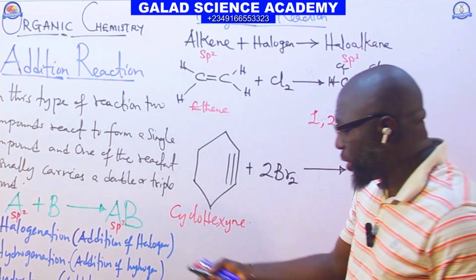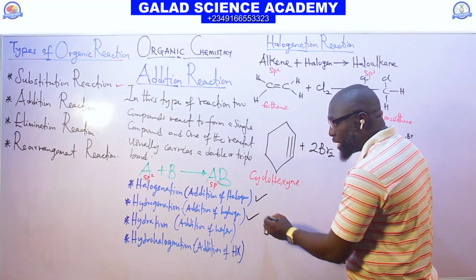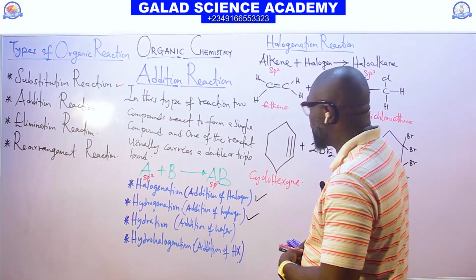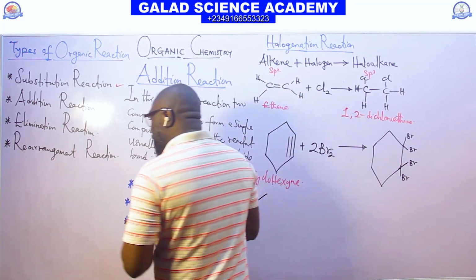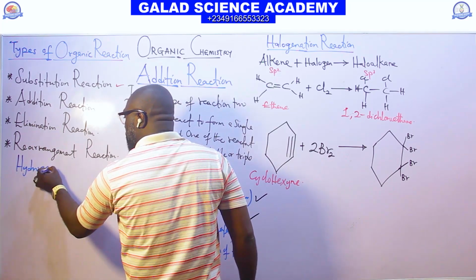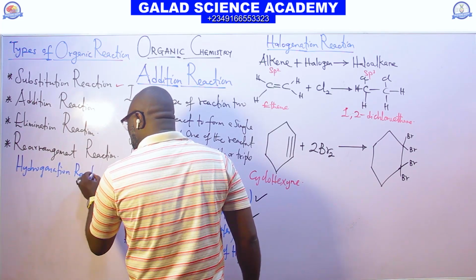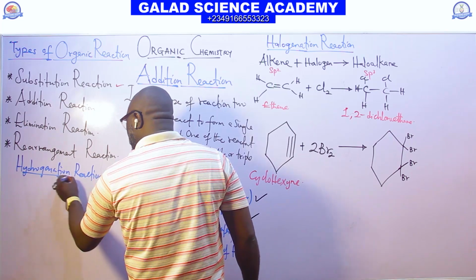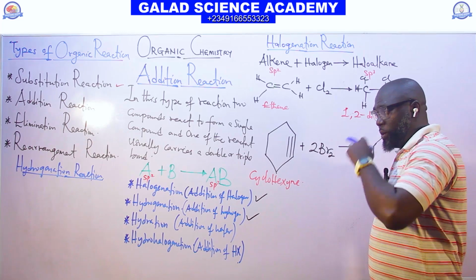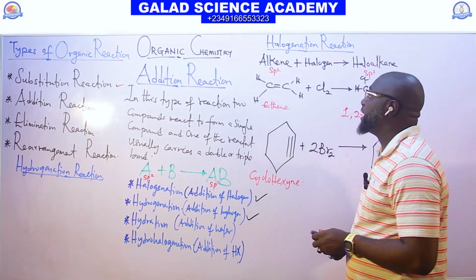Hydrogenation. No, I'll explain what this halogenation done. Yeah, hydrogenation. So let me take this hydrogenation. Let me use this sign for hydrogenation. If I'm talking of hydrogenation reaction, don't forget, I've said it several times, it simply means addition of hydrogen. And this reaction takes place in the presence of what?